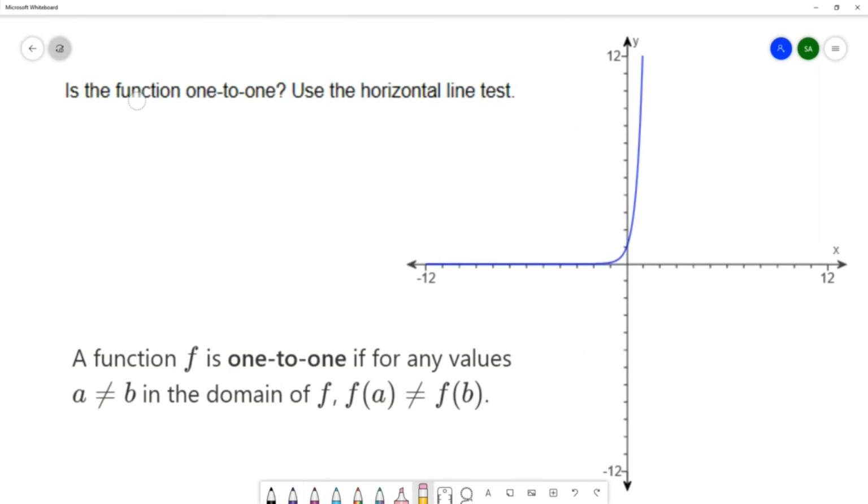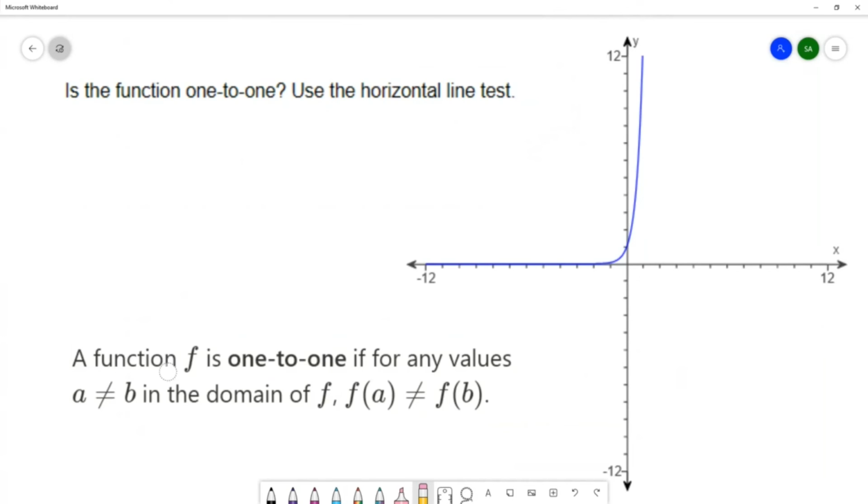Is this function one-to-one? Use the horizontal line test. So we're given this graph of a function, and we want to know, is this function a one-to-one function? So I pulled in from our notes here a definition of what one-to-one is.